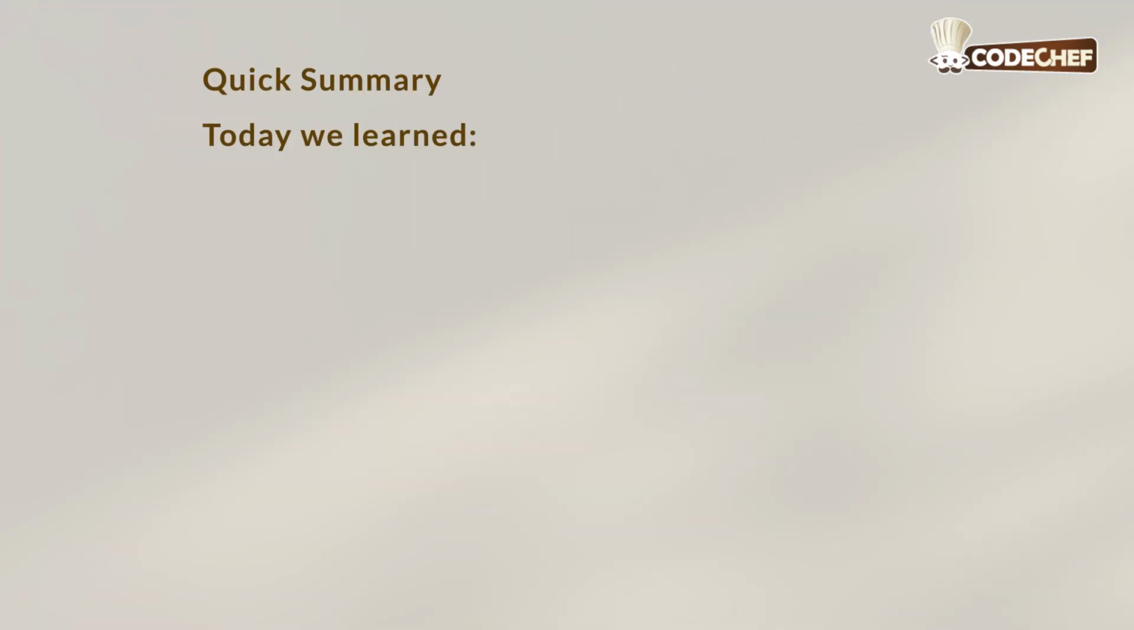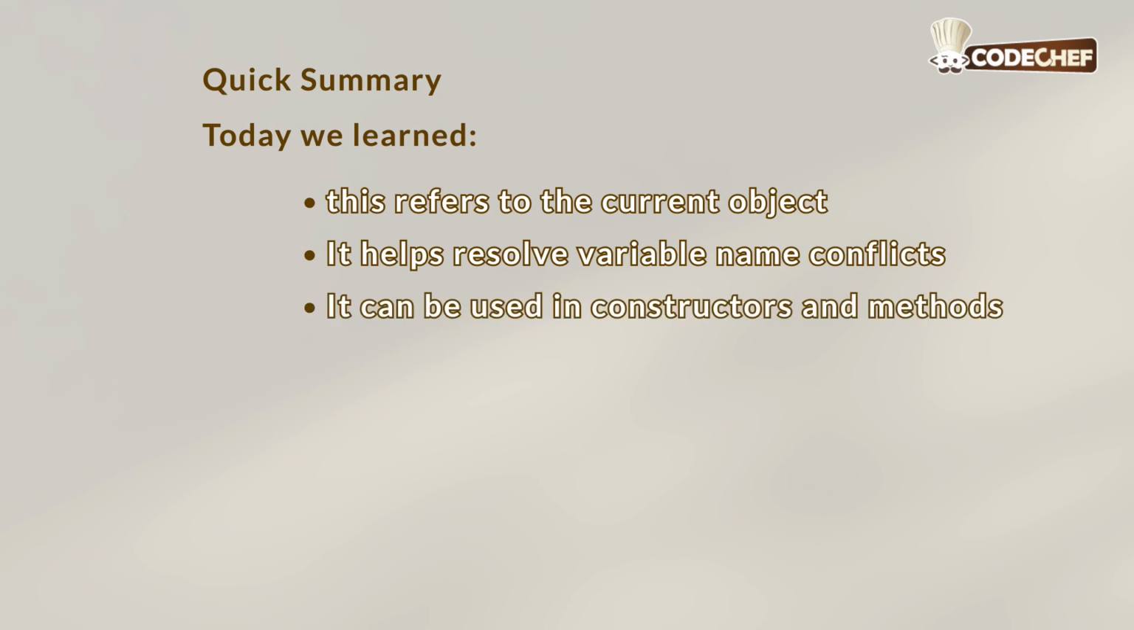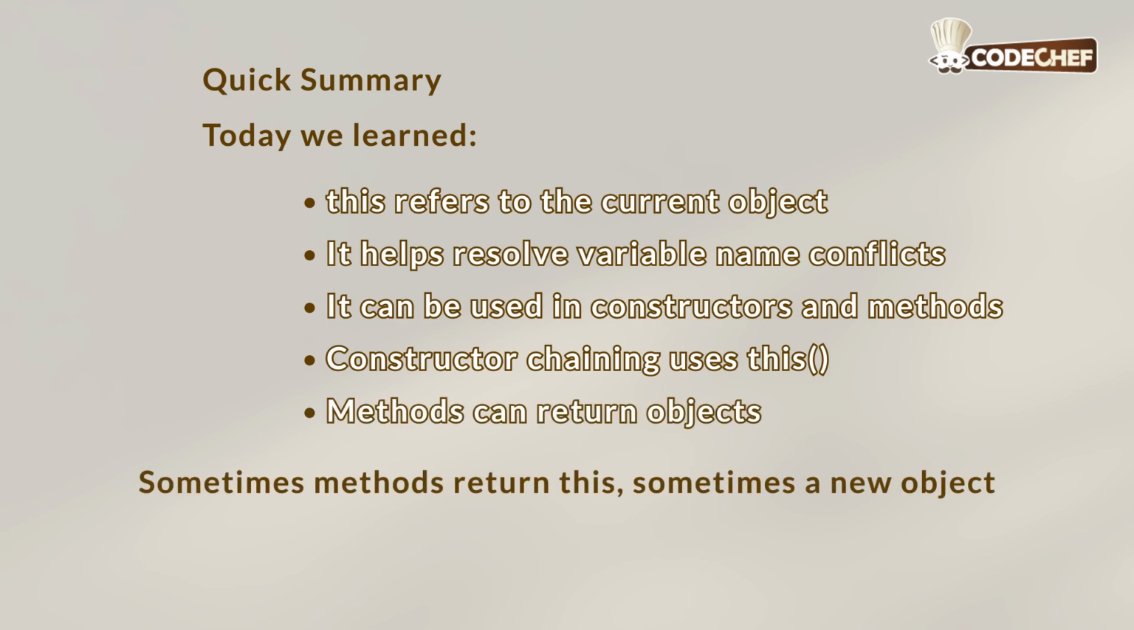Let's quickly summarize what we've learned today. Today we learned this refers to the current object. It helps resolve variable name conflicts. It can be used in constructors and methods. And we learned constructor chaining uses this, and methods can return objects. Sometimes methods return this and sometimes a new object.